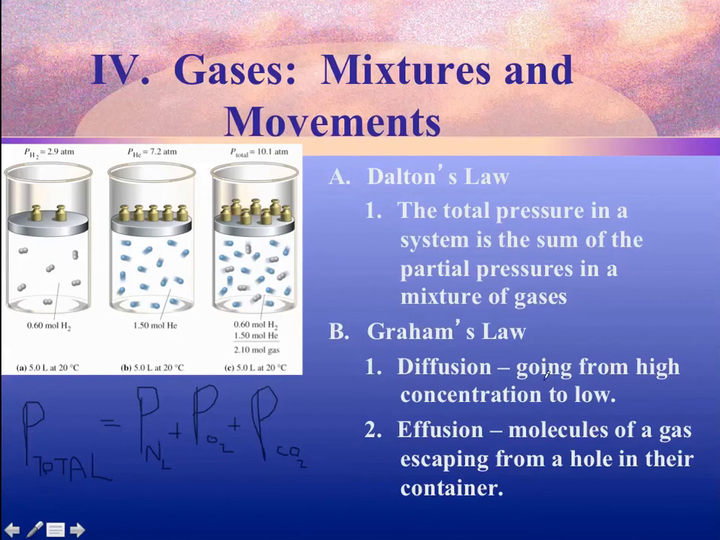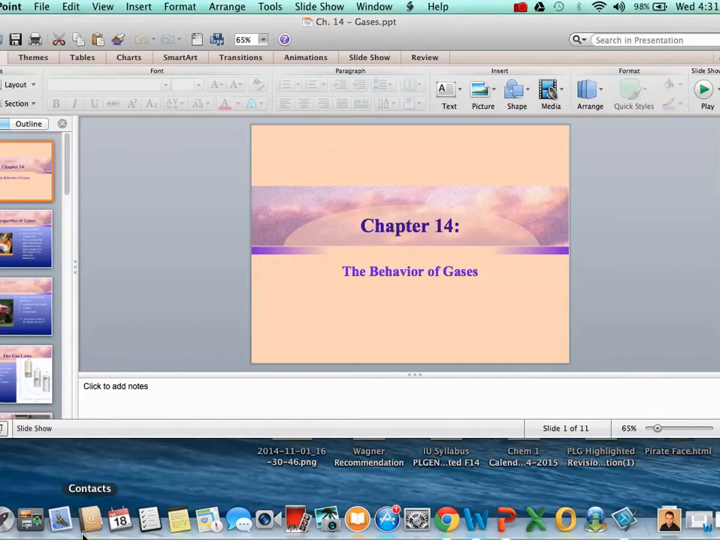The next thing is Graham's Law. This is about diffusion and effusion, so going from high concentration to low concentration. In effusion, molecules of gas escape from a hole in their container. So gas escaping or diffusion is relative to the mass of the molecule. The lower the mass, the higher the rate of speed. So larger molecules tend to diffuse or effuse slower than smaller ones.